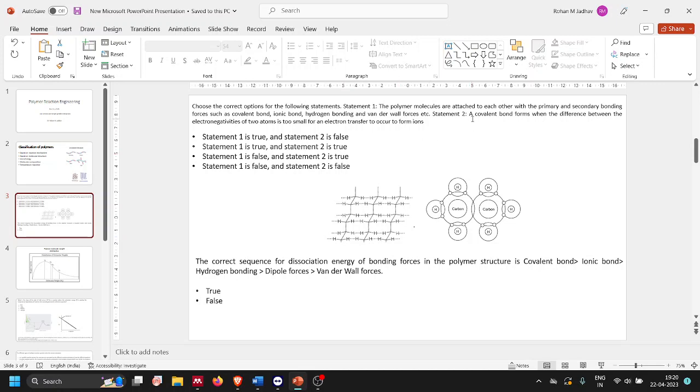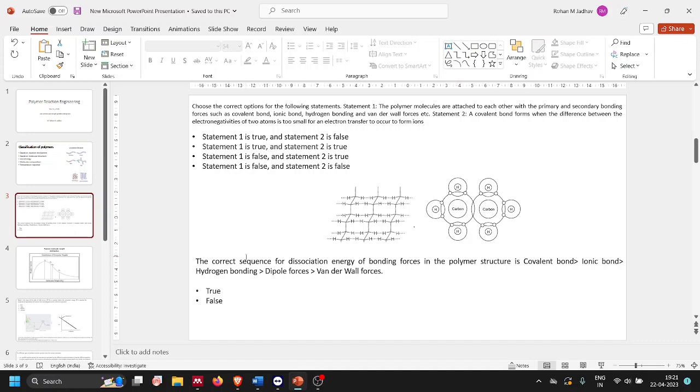And the second statement is covalent bond forms when the difference between the electronegativities of two atoms is too small for an electron transfer to occur to form ions. So, as you can see, carbon-carbon, whenever they share electrons, they form a covalent bond like this. So both of the statements are true. Statement one and statement two are true.